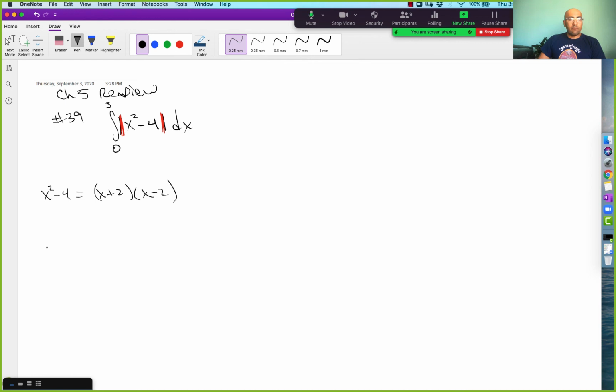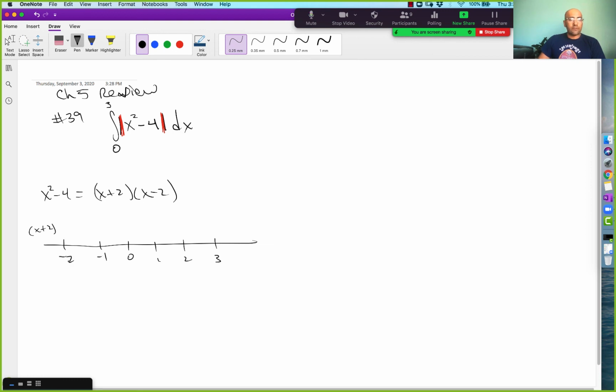And if I think about number lines, let's think about a number line for x plus 2. So here is 0, here is 1, here is 2, here is 3. Over here is -1, -2. The place where that little binomial becomes 0 is at -2. So I'll say 0 here. Good. And for any value to the right of that number, this little binomial becomes positive, right?